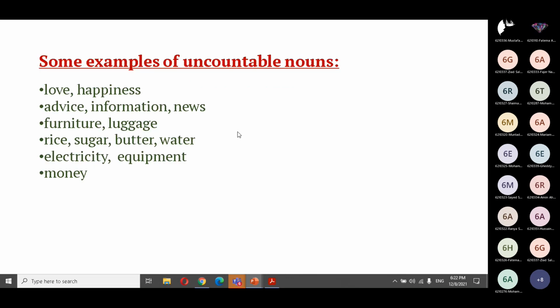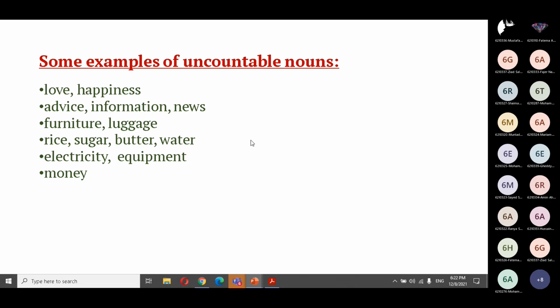Like these examples, usually abstract nouns are uncountable. Abstract nouns, those are the أسماء معنوية, meaning not something physical. Like love, happiness, which is not something physical you can hold in your hand, friendship, hatred, honesty. These are abstract nouns, so they are uncountable.